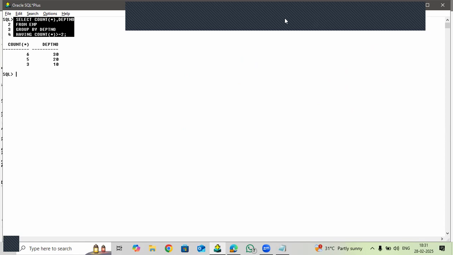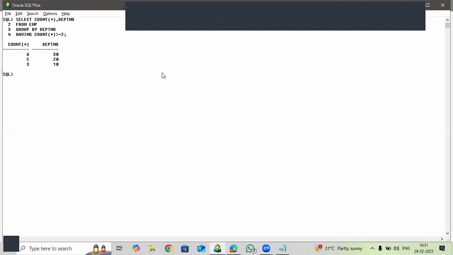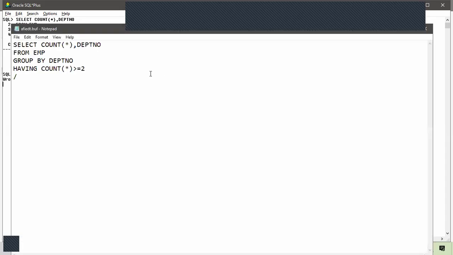What in case they ask at least 3? At least 3. Same query, at least 3. Any answer? Greater than or equal to 3. Yes, greater than or equal to 3.